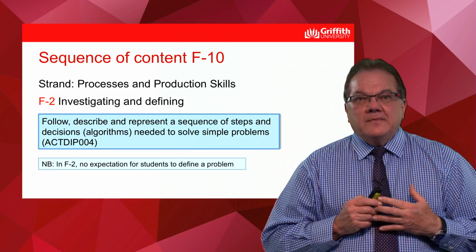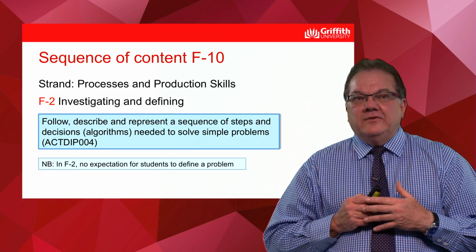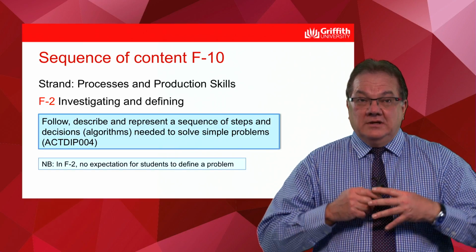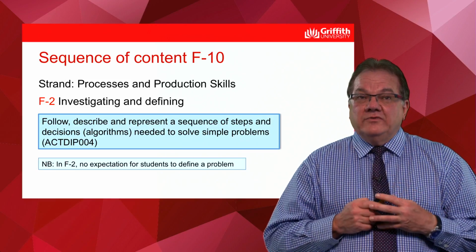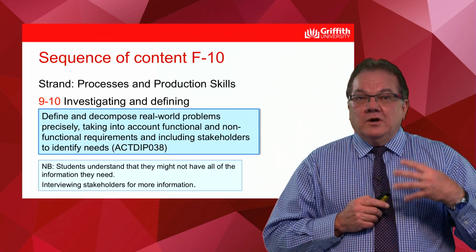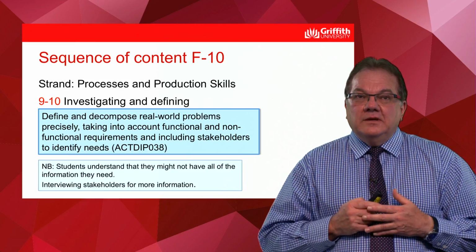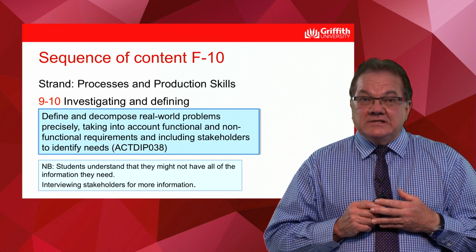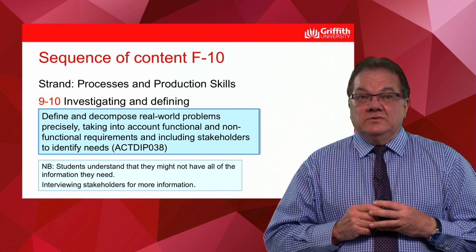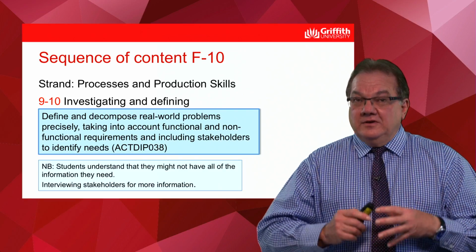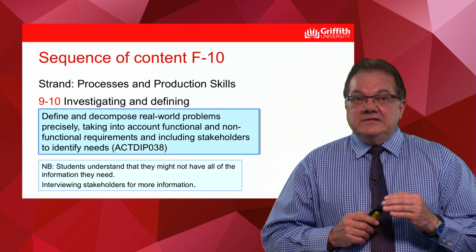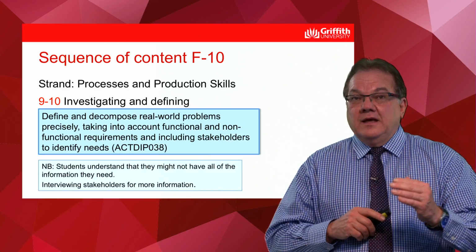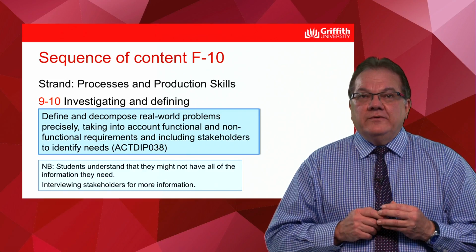So the sequence of content F to 10, here's a couple of examples pulled out so we can discuss these more clearly. In F2, investigating and defining, students are expected to follow, describe and represent a sequence of steps and decisions or algorithms needed to solve some simple problems. While at the other end of the continuum, years 9 to 10 are expected to define and decompose real-world problems precisely, taking into account functional and non-functional requirements and including stakeholders to identify needs. Note that students understand that they might not have all of the information they need at this particular level, and they involve interviewing stakeholders for more information.